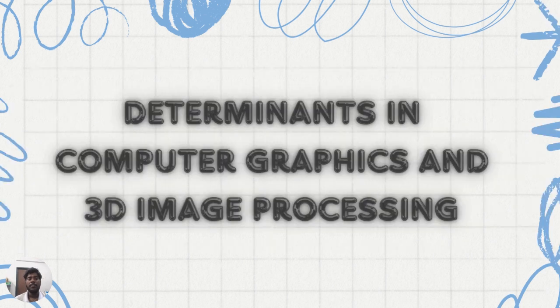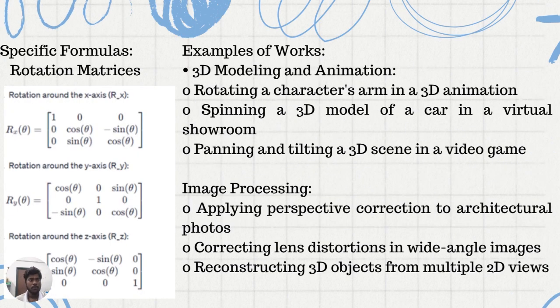Using this determinant, we can get the computer graphics and 3D image processing. Specific formulas for the rotation matrices: rotation around the x-axis, rotation around the y-axis, and rotation around the z-axis. Examples of work: 3D modeling and animation.